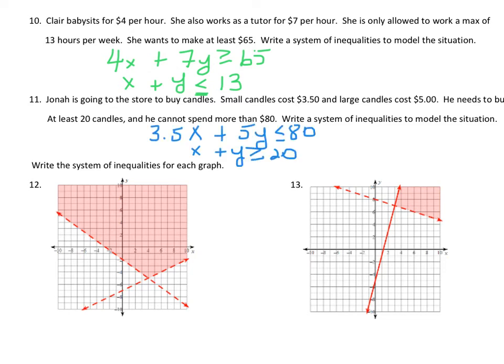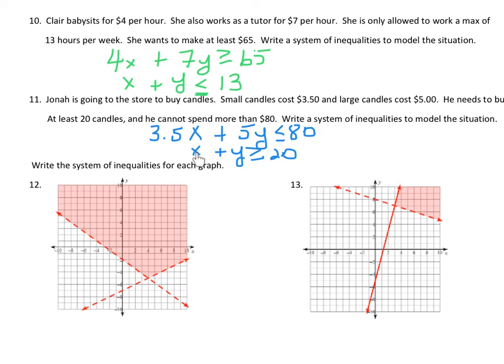Okay, in this next problem, we're buying candles, and the small candles cost $3.50 and the large candles cost $5. And we only have $80 to spend. So 3.5x plus 5y has to be less than or equal to 80. We cannot spend more than 80.